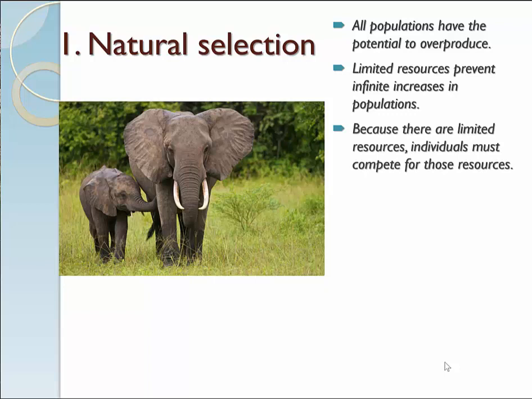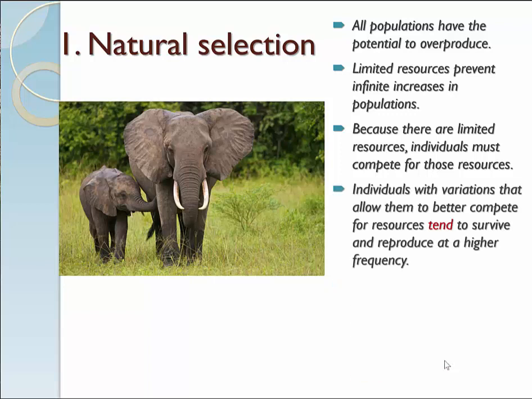Because there are limited resources, individuals must compete for those resources. So if there's not enough territory, then animals are going to fight for that territory, push them out. Someone's going to get pushed out. And so there are limited resources, and so individuals must compete for those resources.